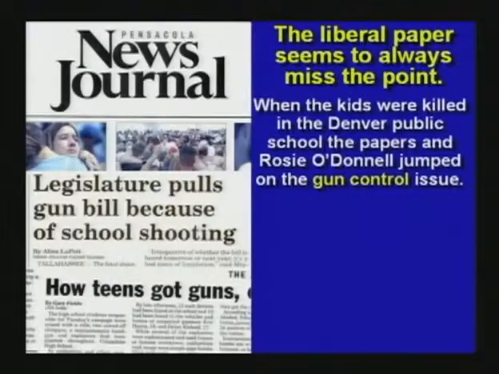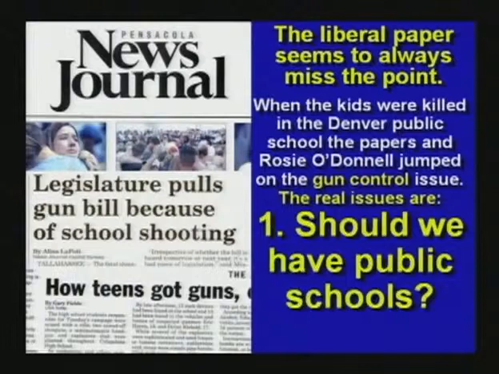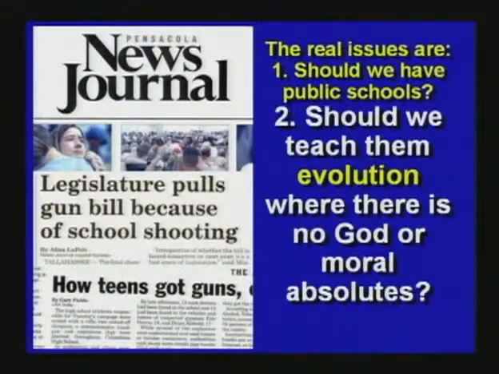Well, remember when the kids got shot in Colorado? Right away they jumped on the gun control issue. You know, if kids keep getting shot in our schools, maybe it's time to consider some other issues, like should we have public schools? Or maybe should we teach them evolution? That's what did the Columbine shooting. Those kids were real strong believers in evolution.